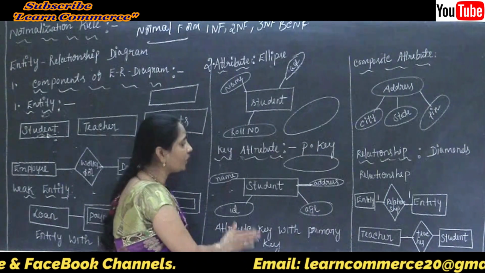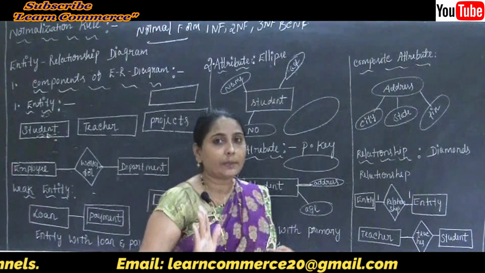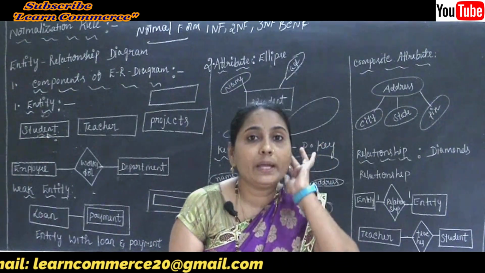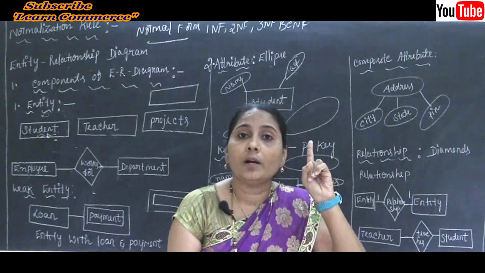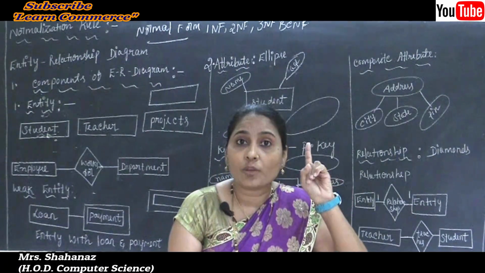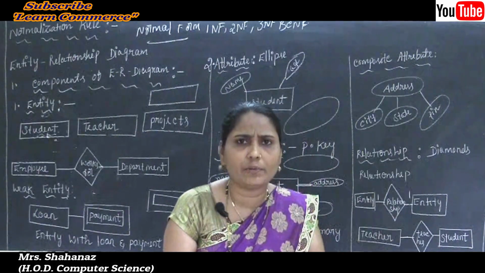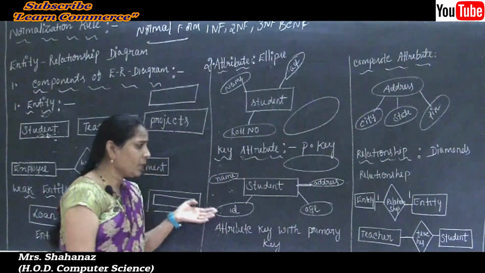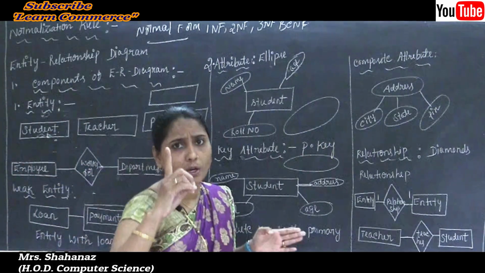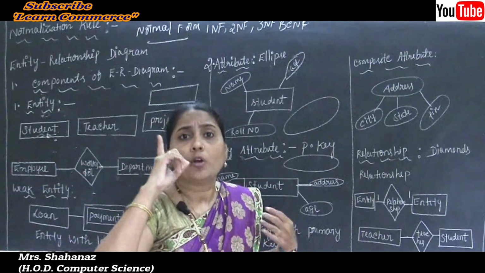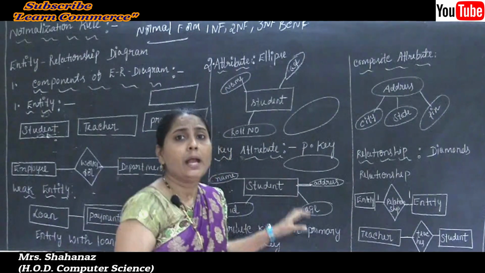So clear this point here. What do you mean by a key attribute? The key attribute is the main characteristic, the main key of the table. It is the first key of the table. Otherwise any key we can use, but in most cases the primary key is used as the first key, or first column of the table.